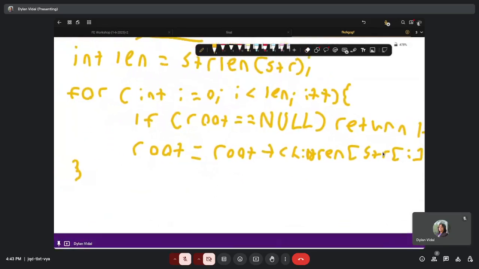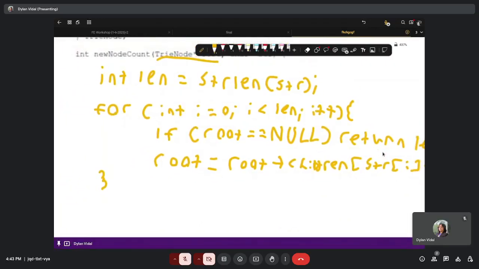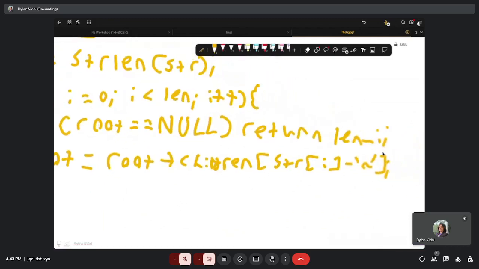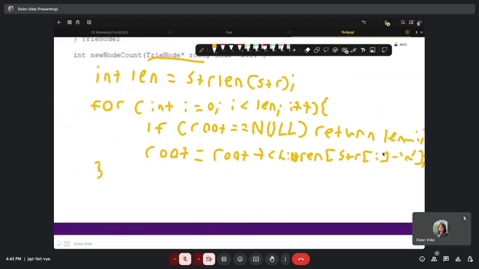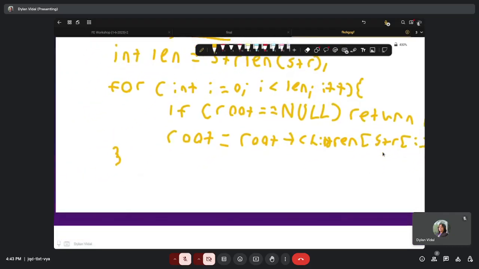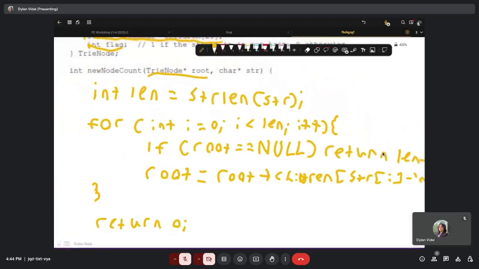And let's say we traverse this entire loop, or traverse this entire string, and we never returned here. The root was never null. It was never set to null. We had all the nodes already. What do we want to return at the end? Yeah. So at the end, we would return 0, and then we'd be good. So any questions about this?